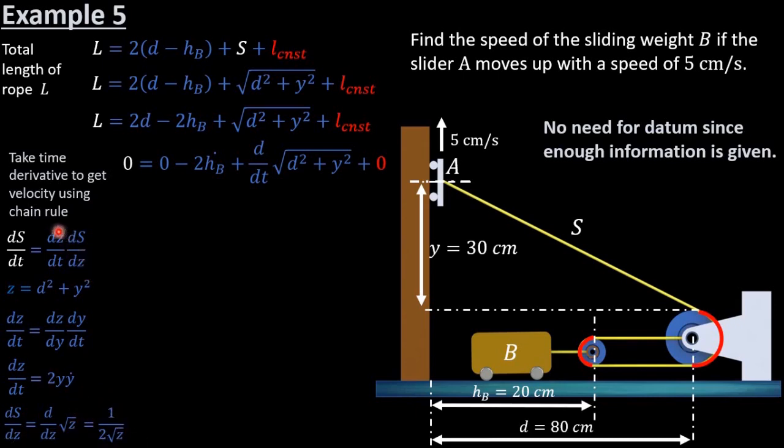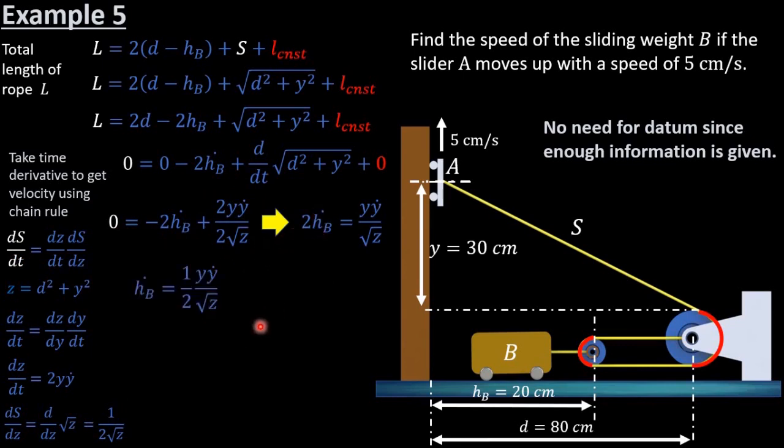And then I take dz dt, which I got here, and ds dz, which I got down here, and multiply these two. So if I substitute them in, I get this. So I've got 0 on this side. This is the derivative ds dt, so this bit here. And then I can rearrange that for 2 times h sub b dot, divide both sides by 2, and then if I substitute z back into here, I get this.